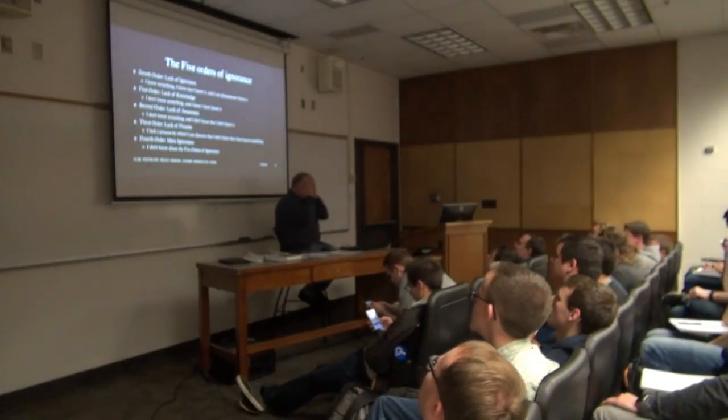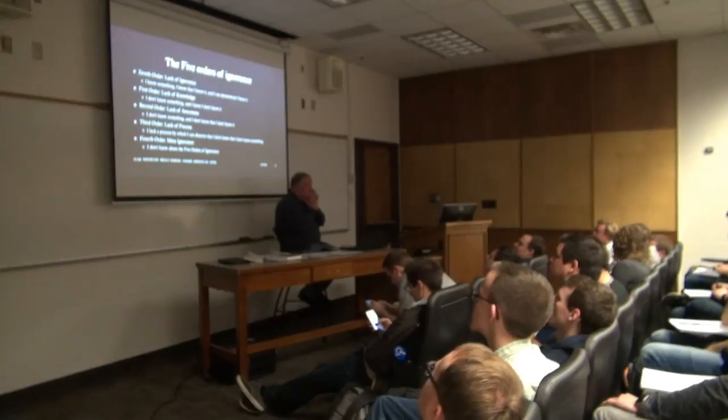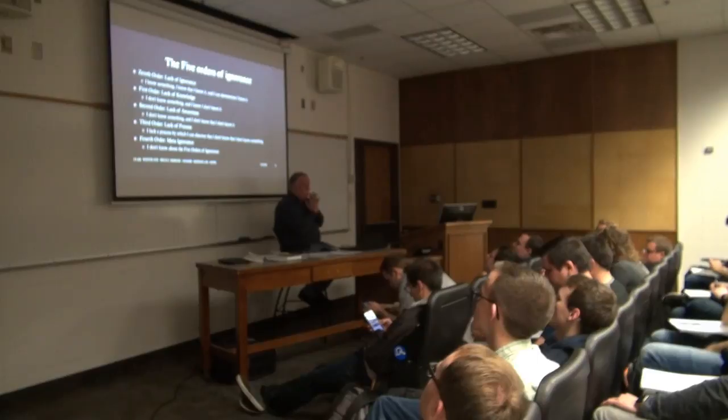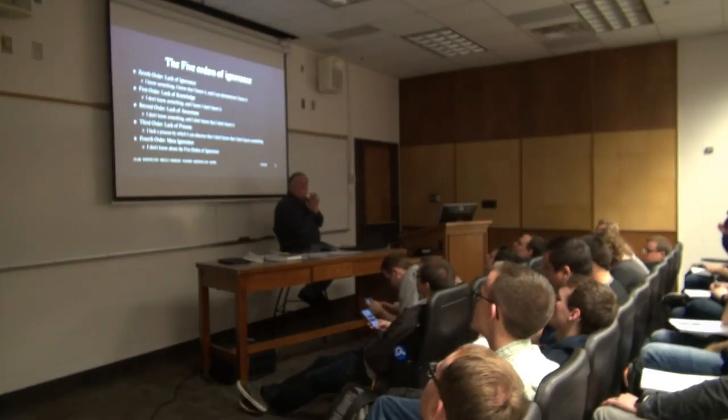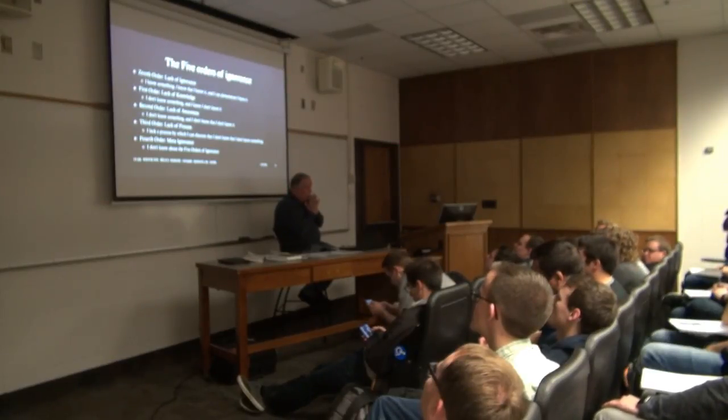Okay, so his five orders of ignorance. Zero order ignorance is that I know something, I know that I know it, and I can demonstrate that I know it. First order, I don't know something, and I know I don't know it. Using Unreal Engine, I don't know how to use Unreal Engine, and I know I don't know how to use Unreal Engine.